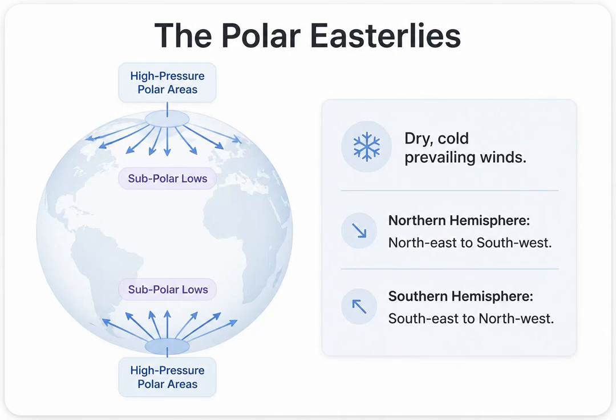The final planetary winds are the polar easterlies. These are dry, bitterly cold prevailing winds that blow from the high-pressure polar areas down towards the subpolar lows. In the northern hemisphere, they blow from the northeast to the southwest, and in the southern hemisphere, they blow from the southeast to the northwest.